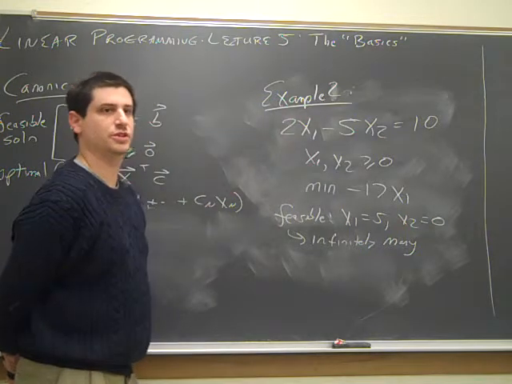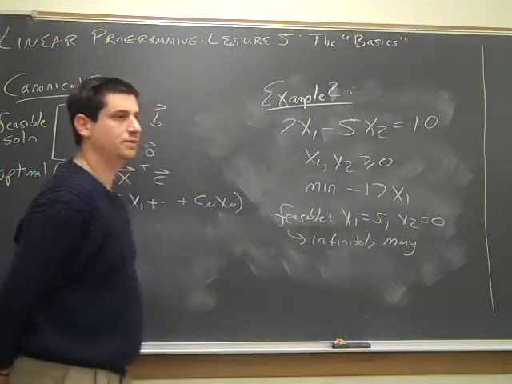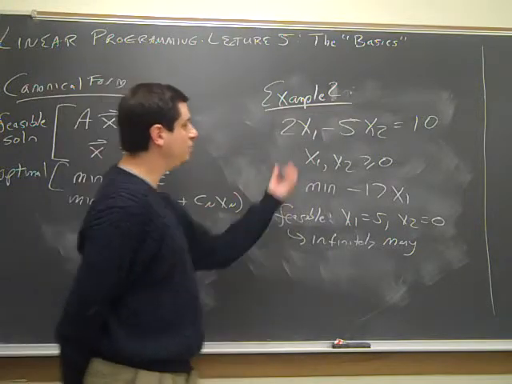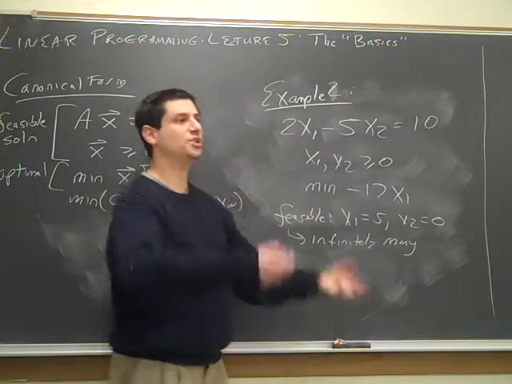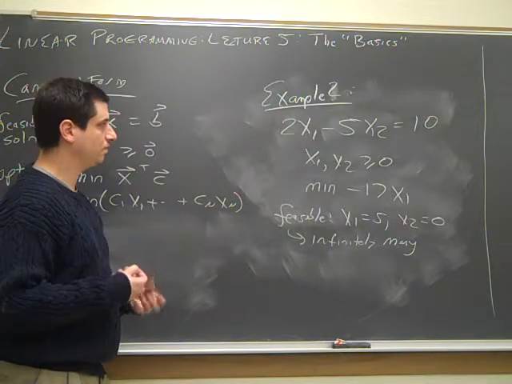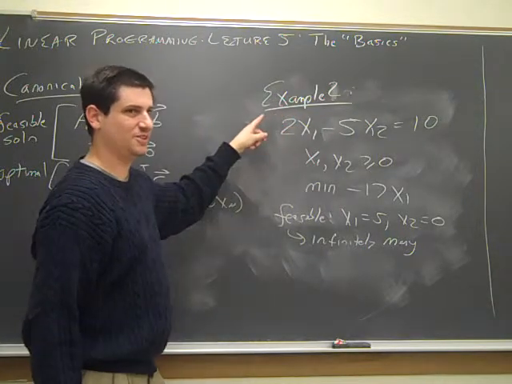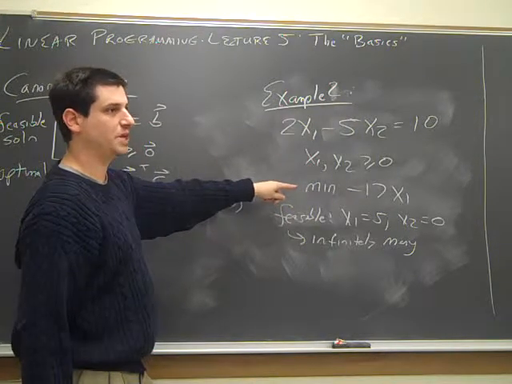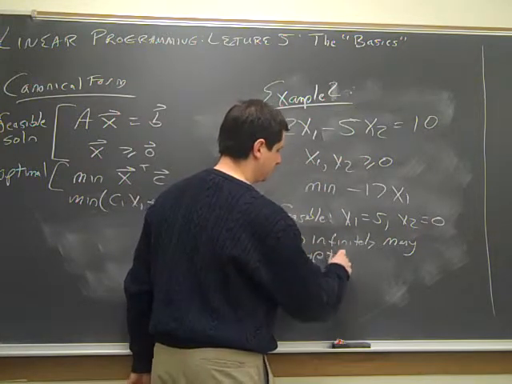Is there an optimal solution? Is there a solution that minimizes negative 17x1? No. If I take x1 equals 0, I get 0. Can I get something lower than 0? The thing is that you can keep increasing x1. Yes, you can do that forever. I can make this cost as small as I want, as negative as I want, because x1 and x2 are both positive. So there's no optimal.